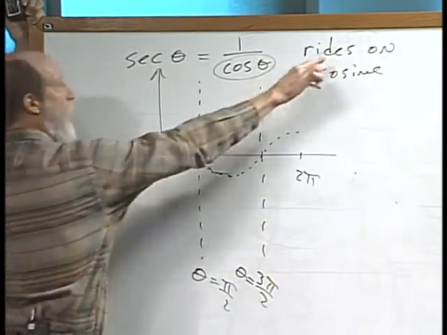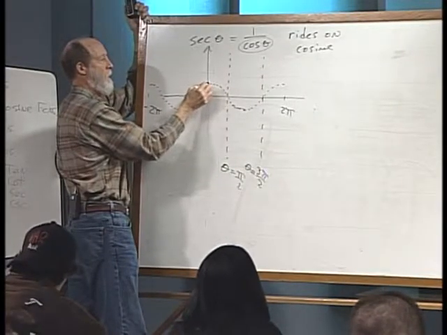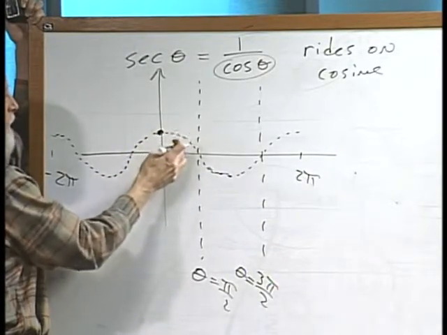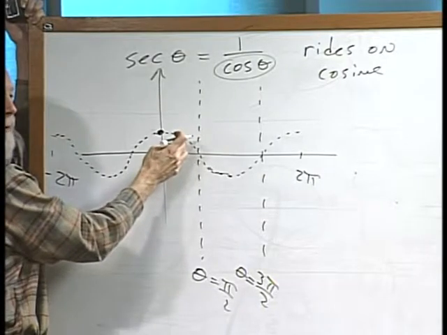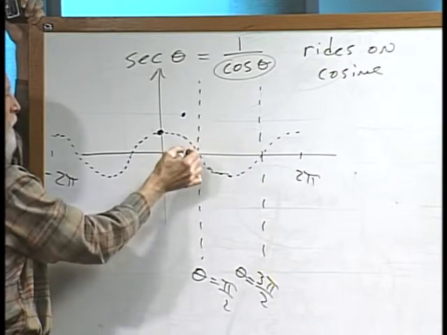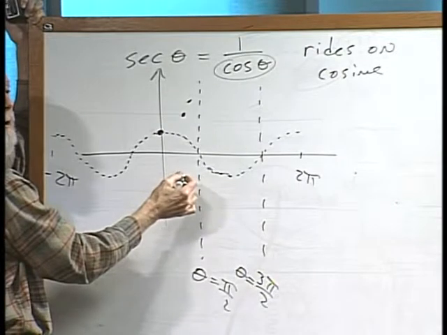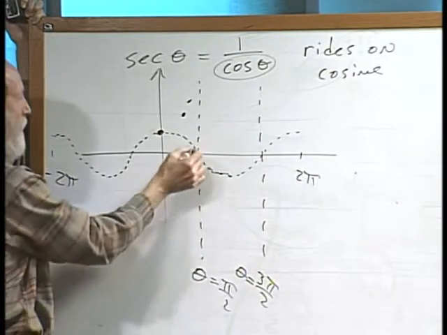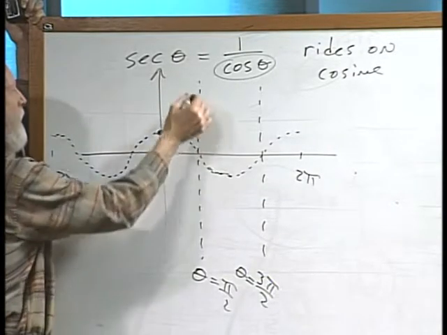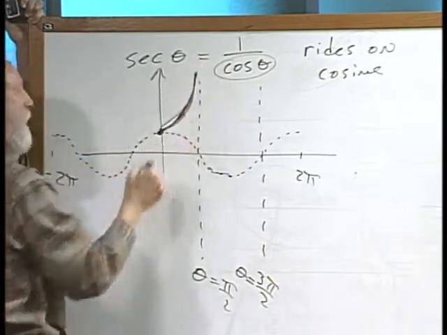Now what I mean by it rides on the cosine graph is it does the following. What's the reciprocal of 1? Still 1, isn't it? And if you start taking reciprocals of numbers less than 1, like a half, what's the reciprocal of a half? 2. What's the reciprocal of a third? 3. What's the reciprocal of a hundredth? The reciprocal is 100. So what this graph does is it does this. This is what I mean by it rides on the cosine graph.